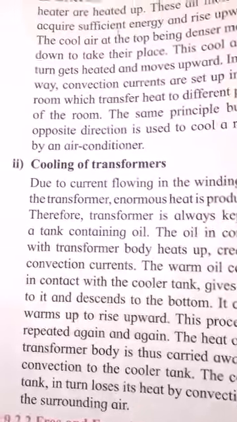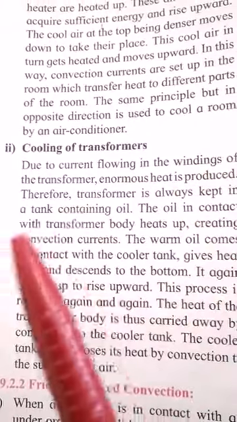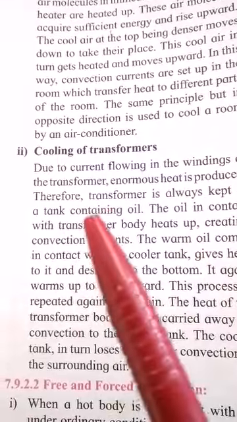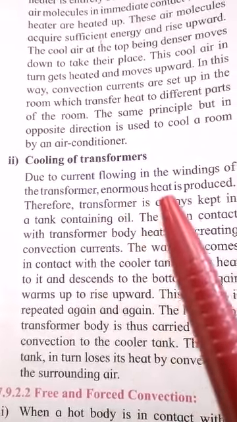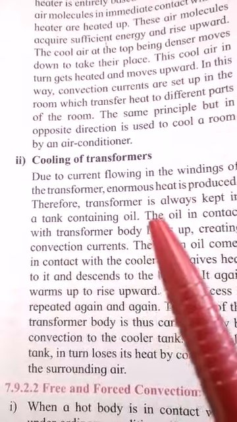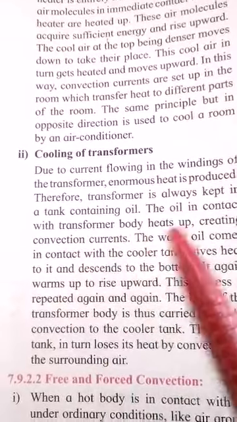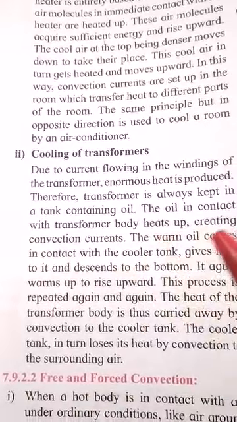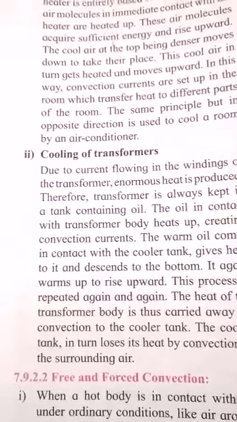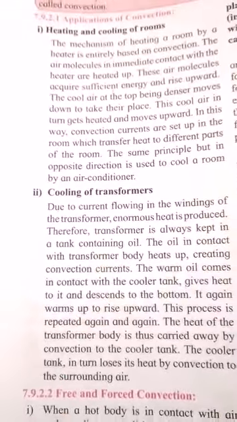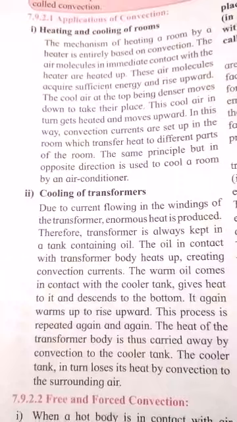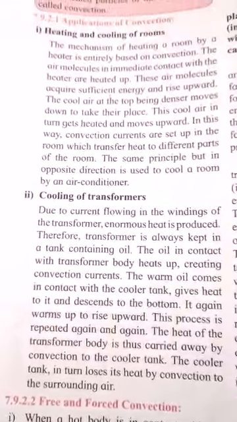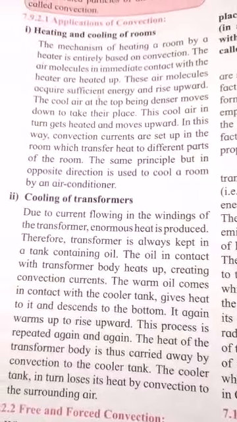Second is cooling of a transformer. Due to current flowing in the winding of the transformer, immense heat is produced. Therefore, the transformer is always kept in a tank containing oil. The oil in contact with the transformer body heats up, creating a convection current. So these are the two applications given here: heating and cooling of a room, and cooling of the transformer.